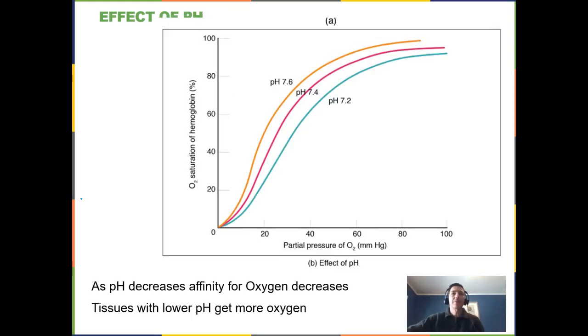And then same thing with pH. Oop, looks like I cut off my title there. We already said that highly metabolic tissues tend to decrease the pH. So as pH decreases, that is also going to decrease the affinity of hemoglobin for oxygen. So those tissues that have a lower pH are going to cause hemoglobin to release more oxygen as blood flows through the more highly metabolic tissues.